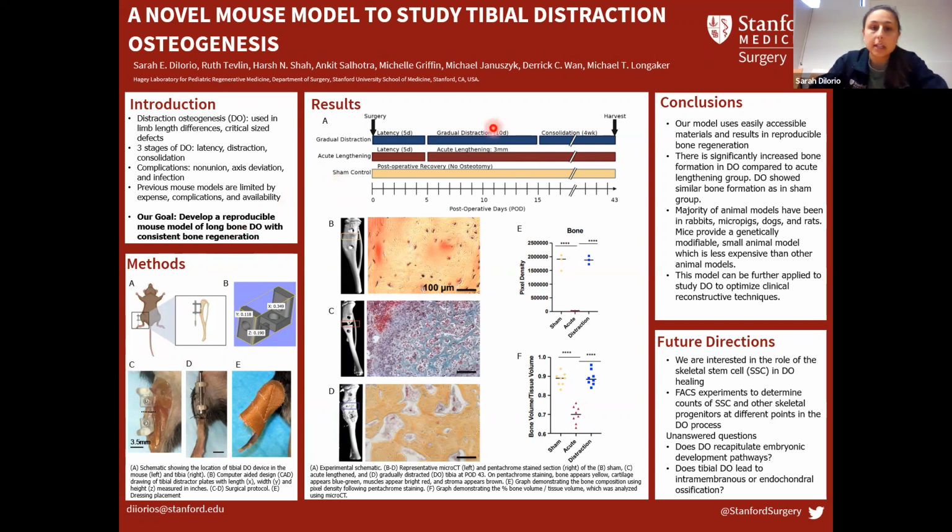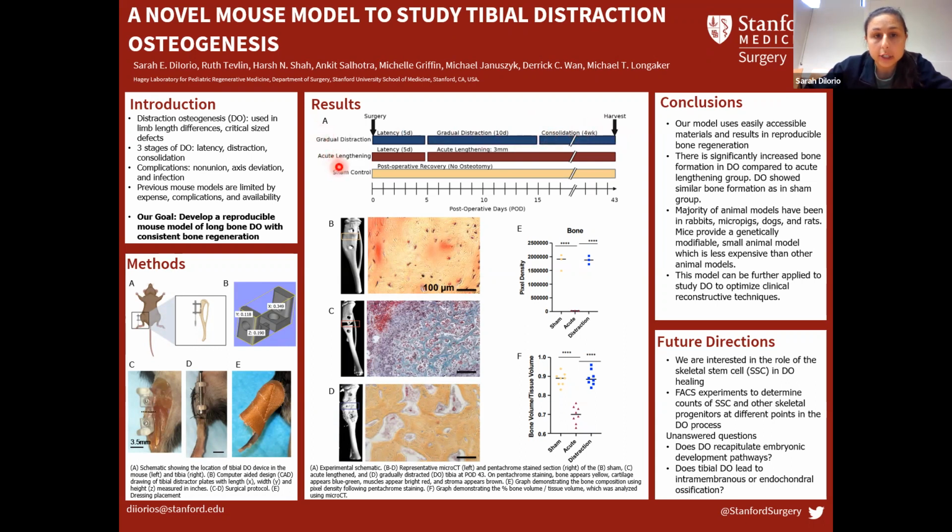Then moving into results, this gives us a schematic of the different conditions that you're going to see in the later panels of the figure. We had our gradual distraction group, which went through all three phases: latency, which is 5 days of sitting after we've installed the device; gradual distraction, done every 12 hours for 10 days at a rate of 0.15 millimeters for a total of 3 millimeters. And then consolidation was performed for 4 weeks before harvesting the bones.